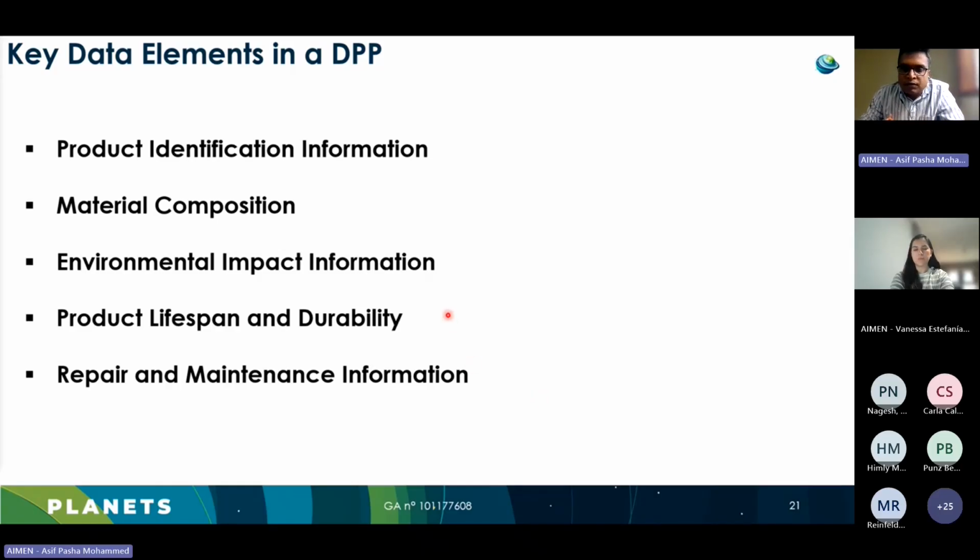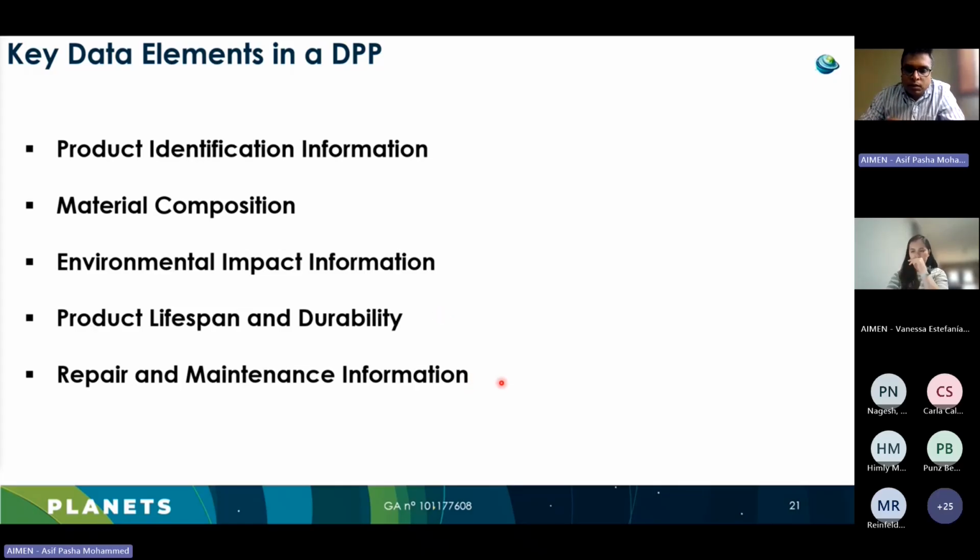What is the expected lifespan? Information about the product's design lifespan, repairability, the kind of information that will ease the repair, including details about replacing certain parts, tools needed for the repair, and how to upgrade it. If applicable, some of the products can be upgraded with minor repairs and so on. So the data related to the possibility of upgrading the product to extend its life cycle should also be included in the DPP.